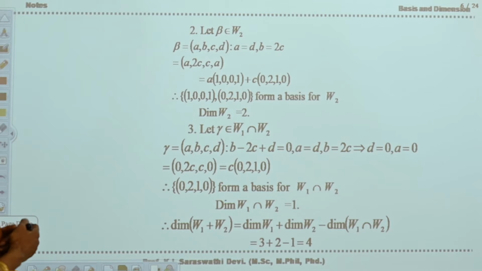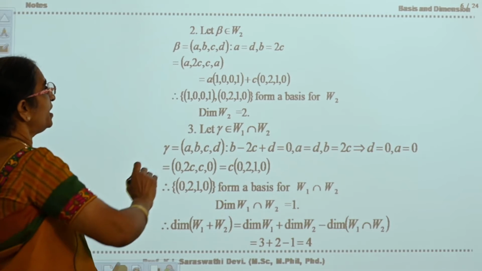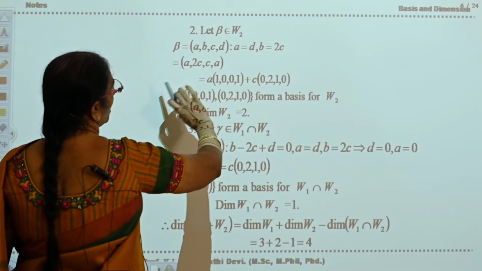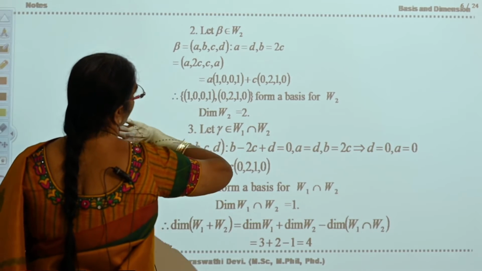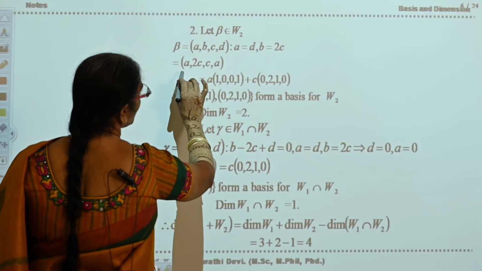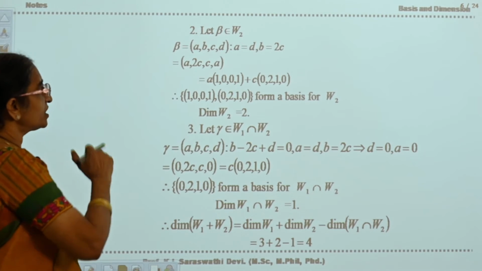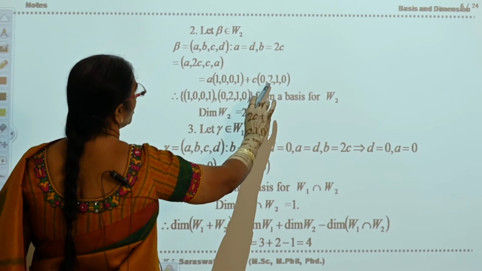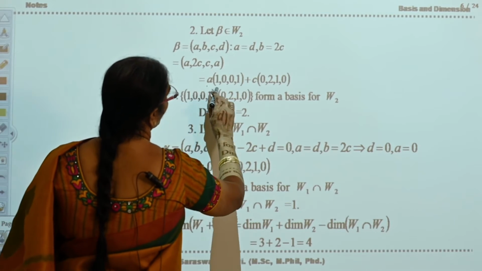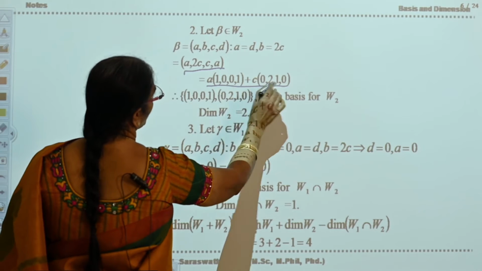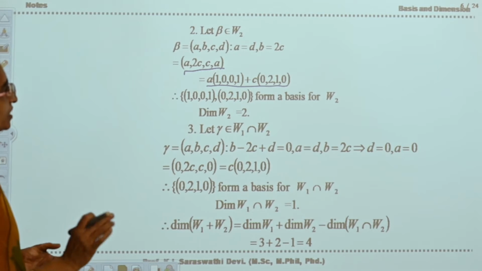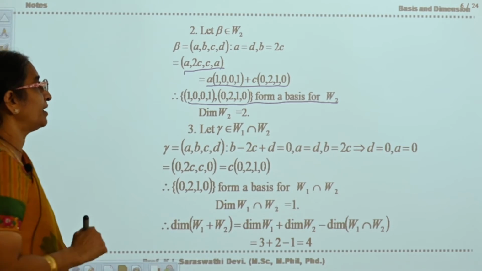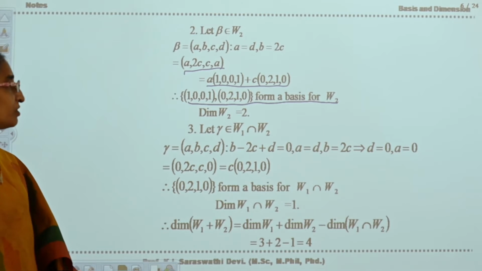Beta belongs to W2. Beta is equal to ABCD. A is equal to D, B is equal to 2C. Substitute those values here. Keep A as it is and B is equal to 2C, C as it is and D is equal to A. So how many variables did you get here? Only 2. So this you can write as A into (1, 0, 0, 1) plus C into (0, 2, 1, 0). Okay. Now you got it like this. By observing this you can write like this. Now take the coefficients of A and C. Those two together form a basis of W2. That is a linearly independent set. Okay. So dimension of W2 is equal to 2.